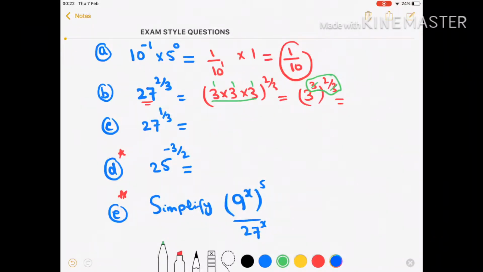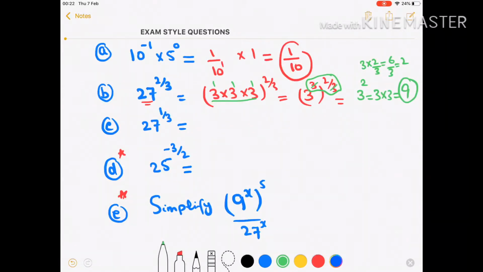3 will cancel with the 3 and 3. How can 3 cancel with the 3? When raising one power to another, you have to multiply them. If you multiply them, it will be 6 by 3, and the answer will be 2. So now you can write 3 to the power 2. And again, you can simplify 3 times 3 equals 9.